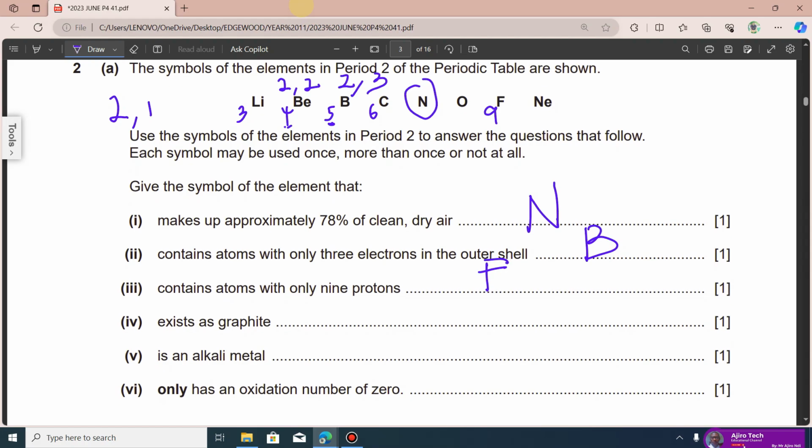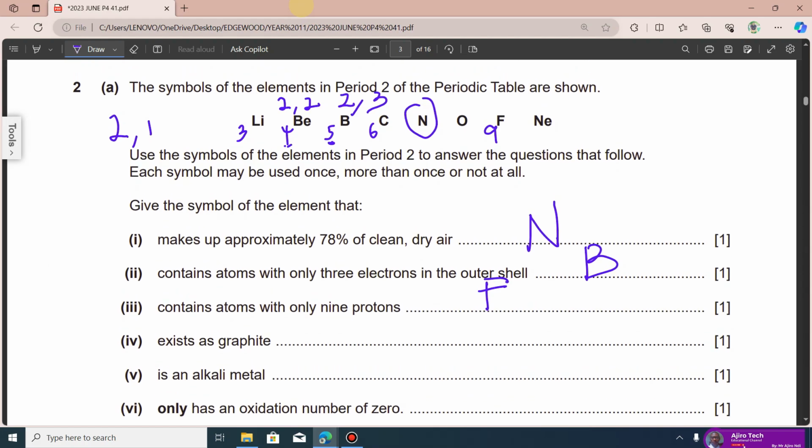Which of them exists as graphite? Now, graphite is an allotrope of carbon. It's simply a form in which carbon can exist. Okay, we have diamond, we have graphite. So in this case, we look at the symbol of carbon and we place it here.